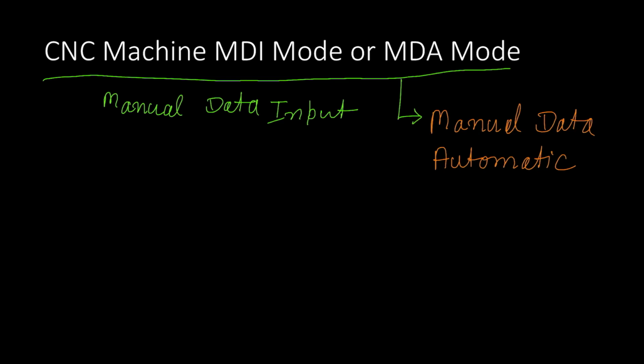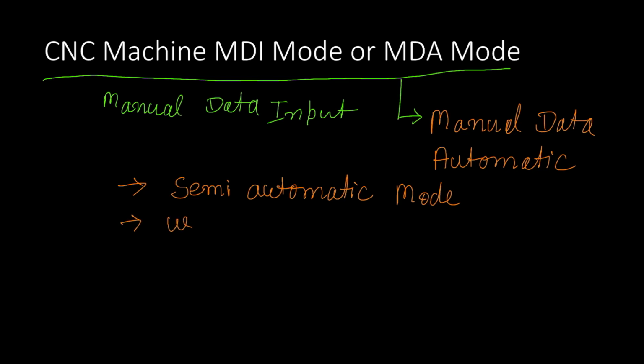The CNC machine MDI mode or MDA mode can be called a semi-automatic mode. The CNC MDI or MDA mode is mostly used to index tools.